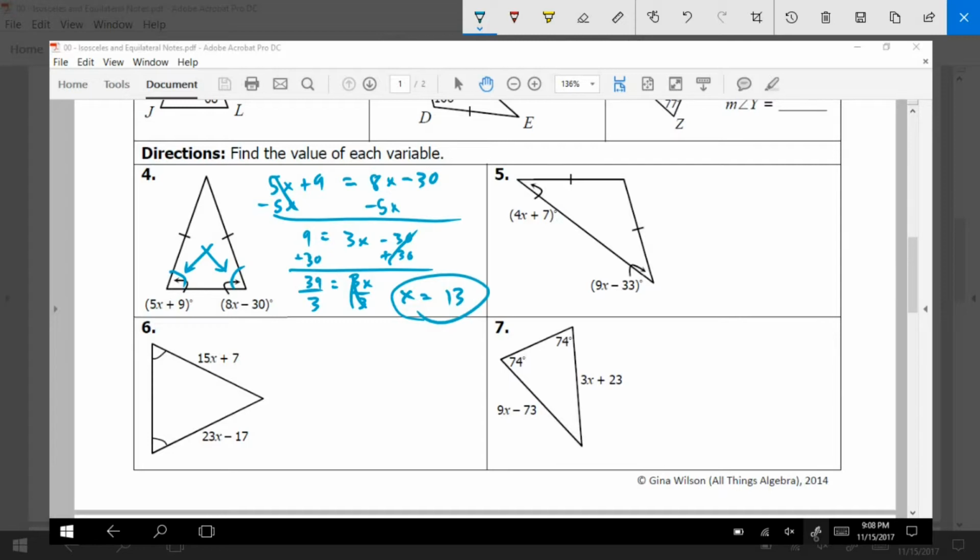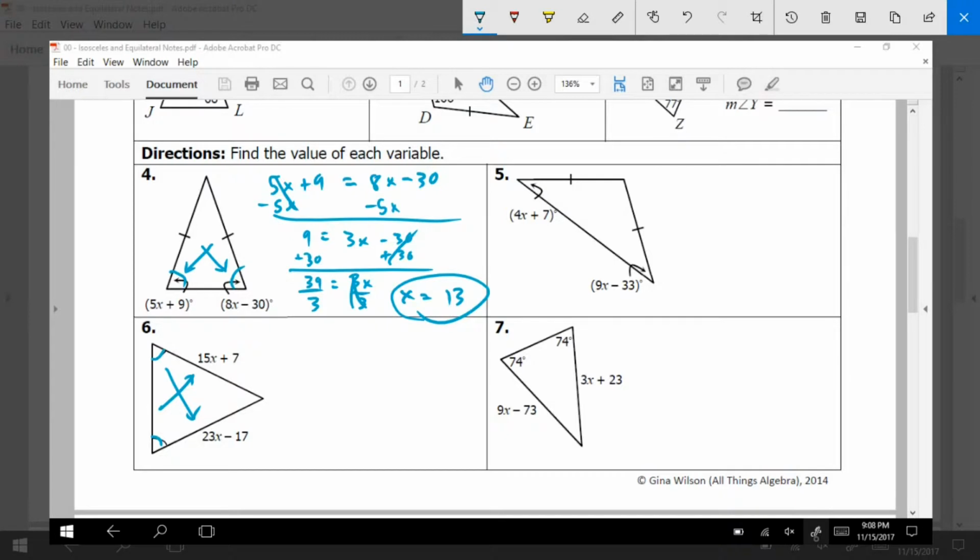Now we're going to do number 6. Oh, I skipped number 5, so what does that mean? That means you're going to try number 5. So let's go to number 6 first though. Number 6, they labeled a pair of congruent angles. So by the converse of the isosceles triangle theorem, these two opposite sides are going to be congruent.